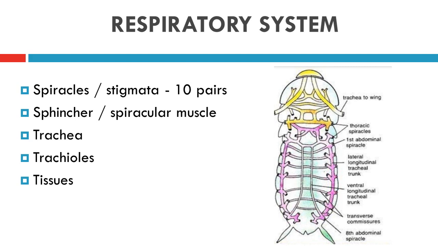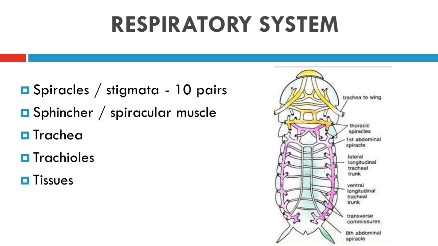Fine. And the next one is the sphincter or spiracular muscle. What is the role of this sphincter or spiracular muscle? We said there are 10 pairs of spiracles located on either side, right? The holes which communicate with the outside. Okay. And in that hole one valve is there. It is regulating, it is able to close and open, so it regulates the flow of air inside and outside, right? That valve's name is the sphincter or spiracular muscle.